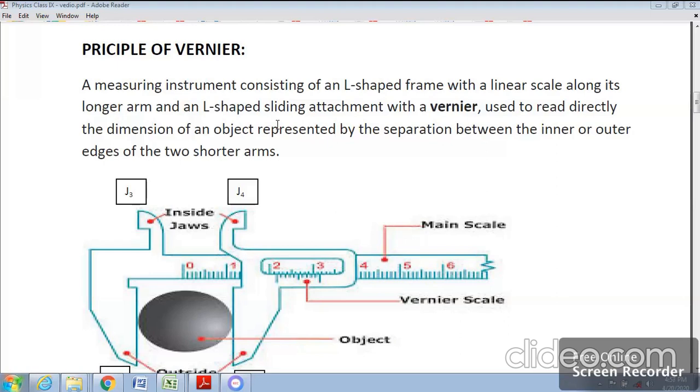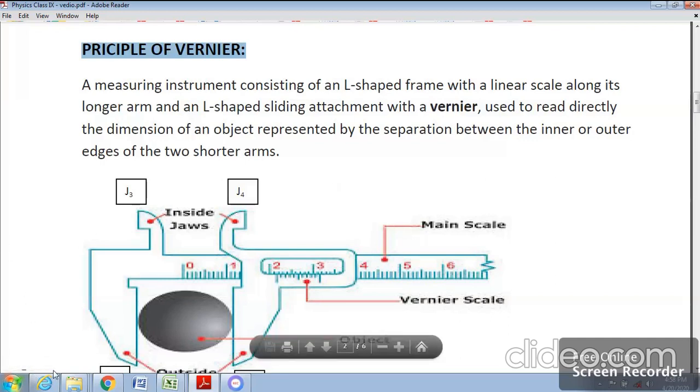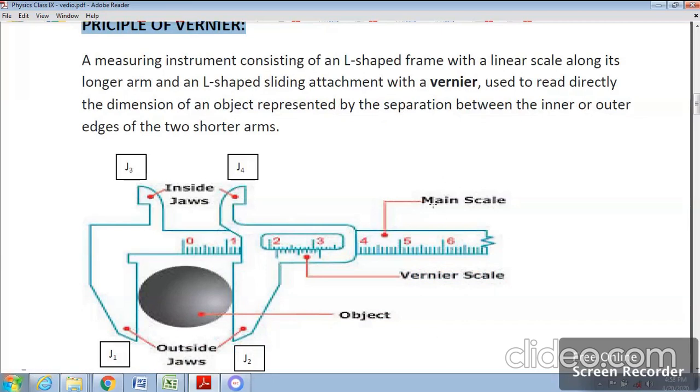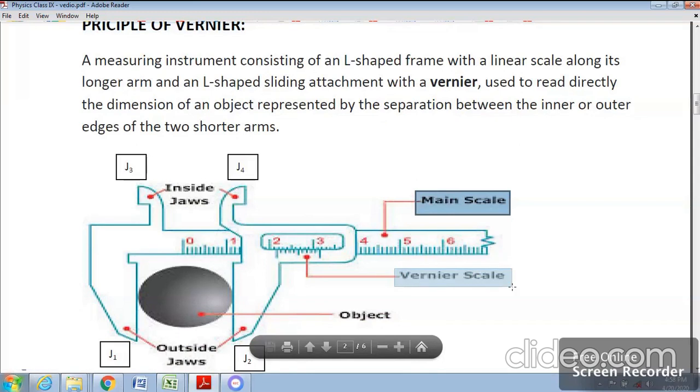So a famous scientist, Pierre Vernier, devised a method by which length up to the second decimal place of a centimeter, that is correct up to 0.1 mm or 0.01 centimeter, can be measured. In this technique, there are two scales. One is the main scale, which is the fixed scale, and the other one is the vernier scale, which slides over the main scale.